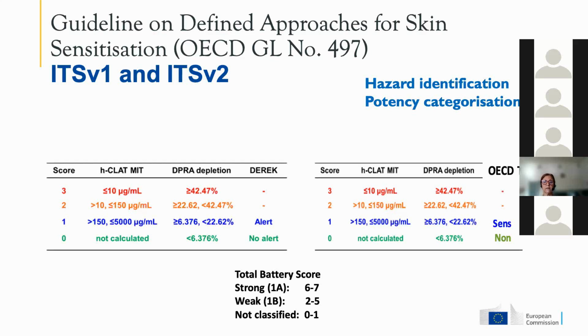If this total battery score is equal to or greater than 2, then the chemical is classified as a sensitizer, whereas if it is less than 2, the chemical is not classified. For the purposes of potency categorization, a total battery score of 6 to 7 identifies the strongest sensitizers, the GHS 1A class, and a total battery score of 2 to 5 identifies the weak to moderate sensitizers, covered by the GHS under class 1B. This was my last slide.